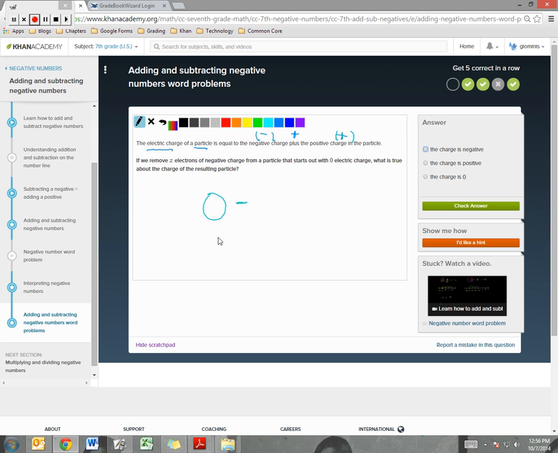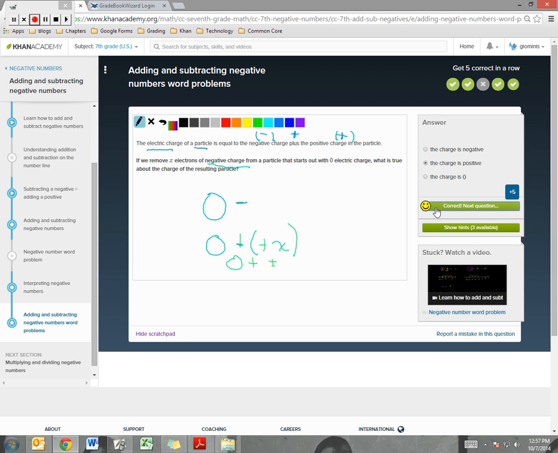Okay, we start with 0, we remove, so that means to subtract. We're subtracting a negative charge, so we subtract a negative x. Well, wouldn't that be 0, keep, change, change, plus a positive? Would that then be a positive charge? Let's see. All right, see? Because we have 0 plus a positive, that would give me a positive. Let's take a look at another one.